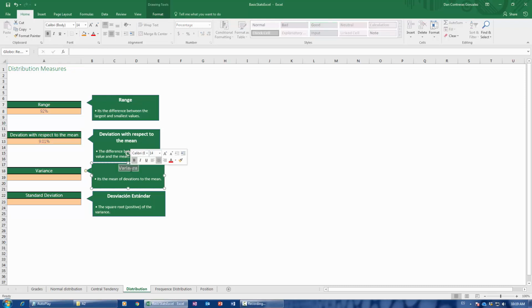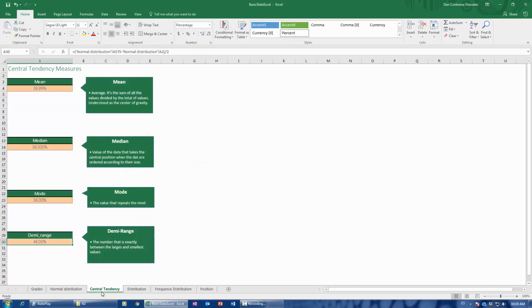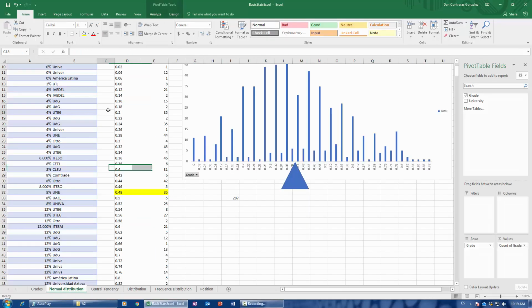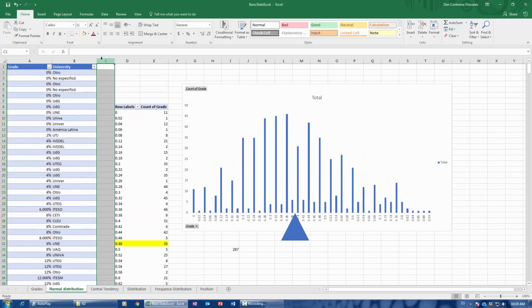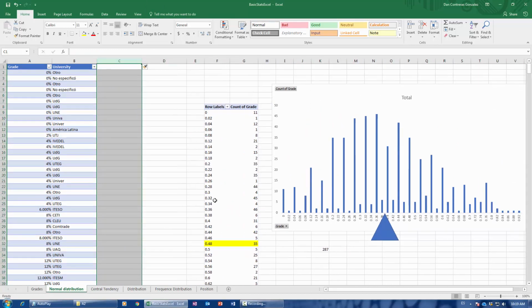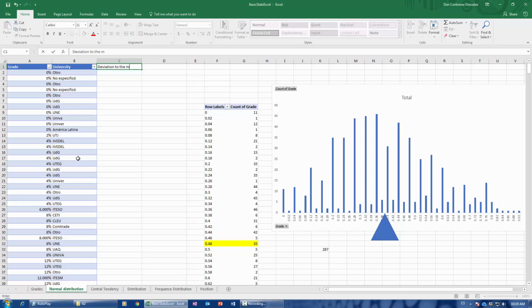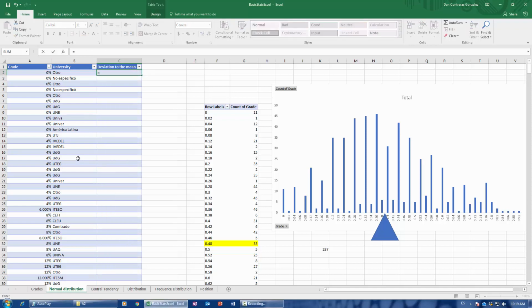But in here we have variance, and let me change the name, it's in Spanish, variance. And it's the mean of deviations to the mean. So basically, if we were doing this by hand, I would figure out the deviation with respect to the mean of each and every single data point, okay? Deviation to the mean of each and every single data point.